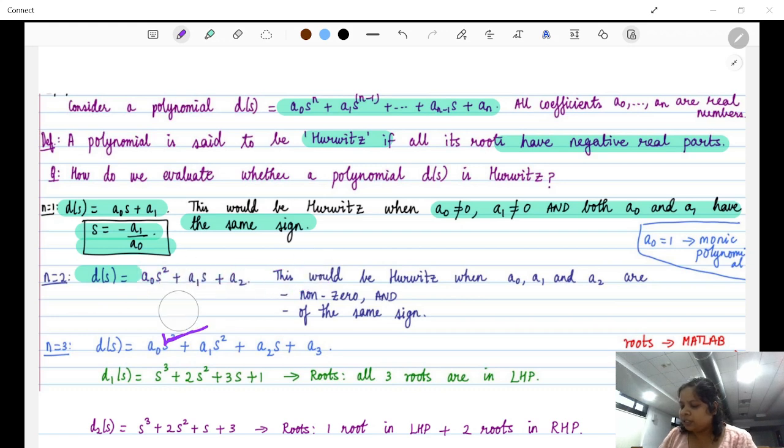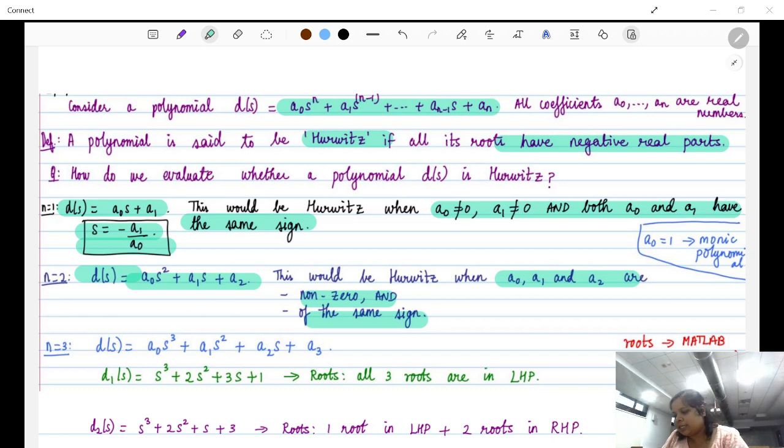So what we can see essentially is that the poles lie in the left half of the S plane when a0, a1 and a2 are non-zero and are of the same sign. Non-zero is also an important condition here. So for both of these equations, for n equal to 1 and n equal to 2, we can see very well that the poles lie in the left half of the S plane, and we get a necessary and sufficient condition just by checking whether it is Hurwitz or not.